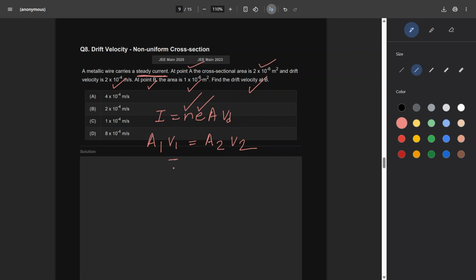Current remains same, right? I1 equals N or E constant. Just equate them. Just we have 2 into 10 power minus 6 into 2 10 power minus 4 equals 10 power minus 6. We have 4 10 power minus 4. The easiest question there is.